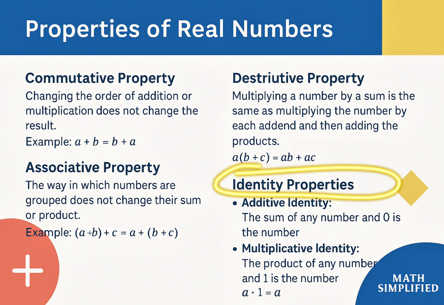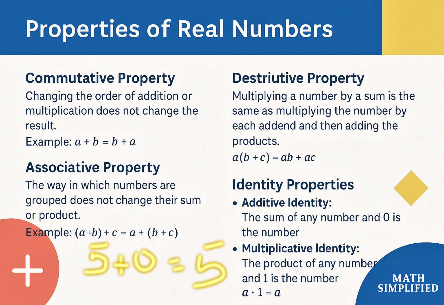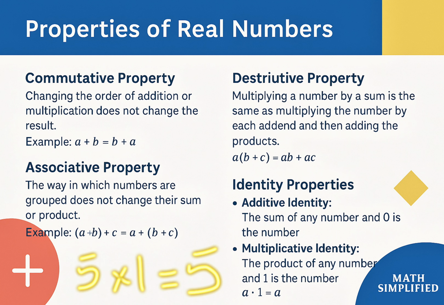Okay, what's identity property? So there are two main types of identity properties you have to know. It's additive identity, which is the sum of any number and 0 is a number. So for example, 5 plus 0 equals 5. And then multiplicative identity, which is the product of any number and 1 is a number. So remember, a times 1 equals a. Same thing as saying 5 times 1 equals 5. We get the same number as what we multiply by, okay?